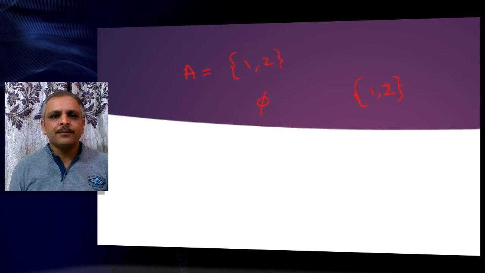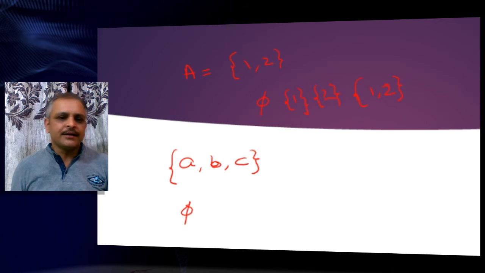What other smaller parts are possible? Yes, single element 1 and single element 2. Similarly, we can take another example. If A, B and C, then see how many subsets we can write.